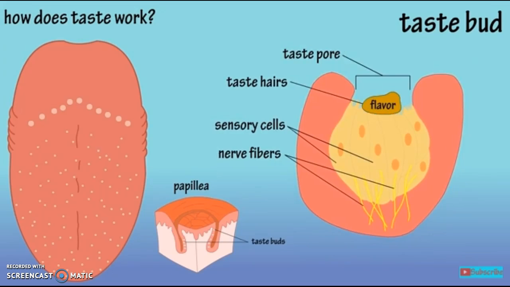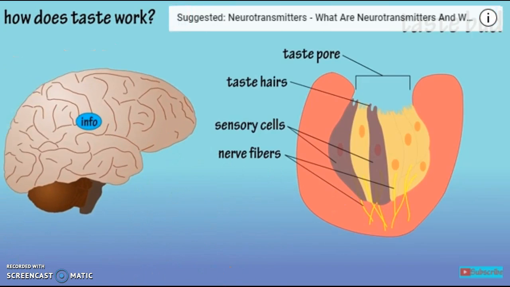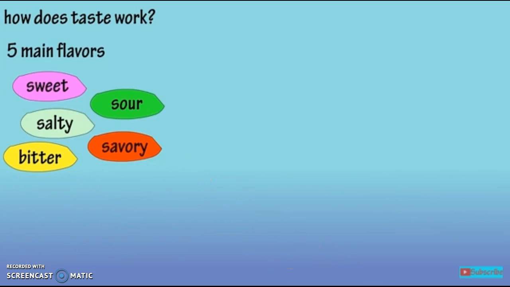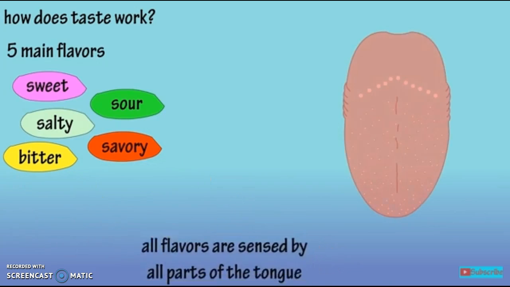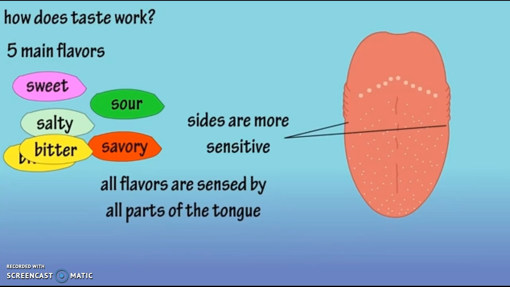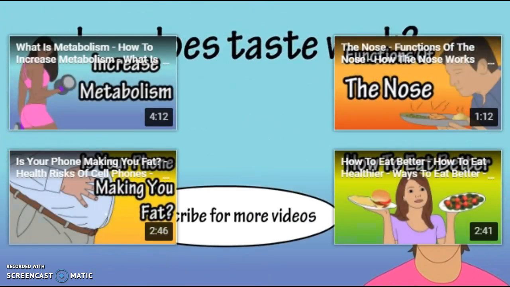So a flavor enters the taste pore. The sensory cells analyze the flavor and send the information to nerve fibers. The nerve fibers then send the data to the brain, and voila, we know the flavor that we're tasting. There are 5 main flavors: sweet, sour, salty, bitter, and savory. All of these flavors can be sensed by all parts of the tongue. However, the sides of the tongue are more sensitive than the middle, and the back of the tongue is especially sensitive to bitter taste. It's believed that this is a protection mechanism against poisonous and spoiled foods before they're swallowed. And that be the basics on taste.